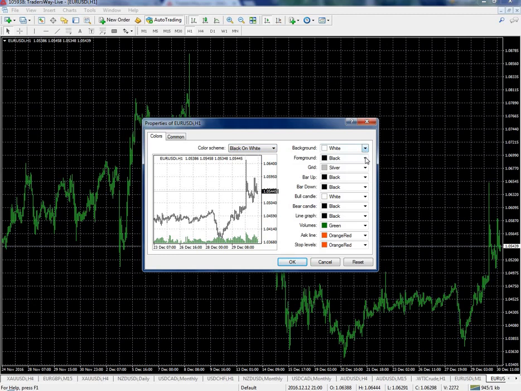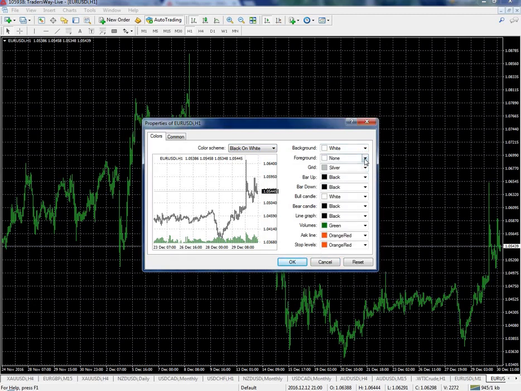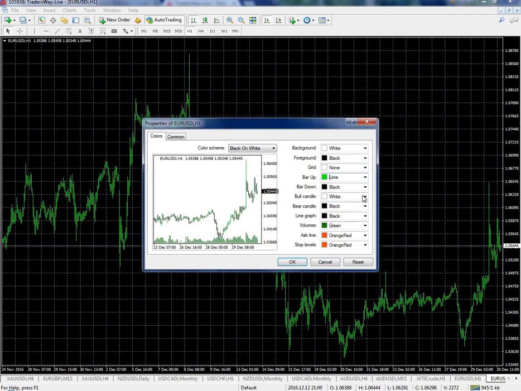The background should be white. The foreground should be black. The grid, I like having no grid on mine. I take it off, I put none. The bar up, I'll make it green. Bar down, I make it red.